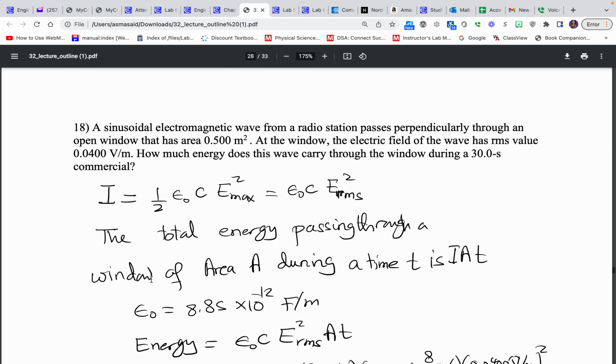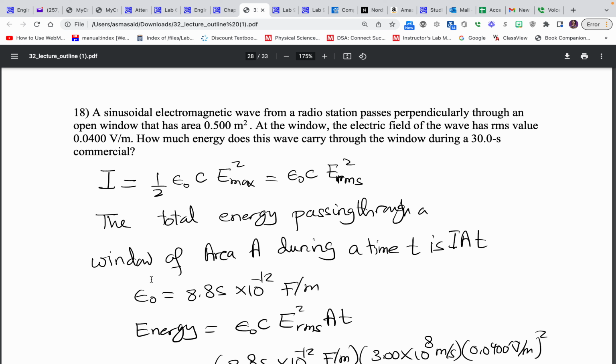For the next one, a sinusoidal electromagnetic wave from a radio station passes perpendicularly through an open window that has an area of 0.500 square meters. At the window, the electric field of the wave has an RMS value of 0.0400 volts per meter. How much energy does this wave carry through the window during the 30-second commercial?